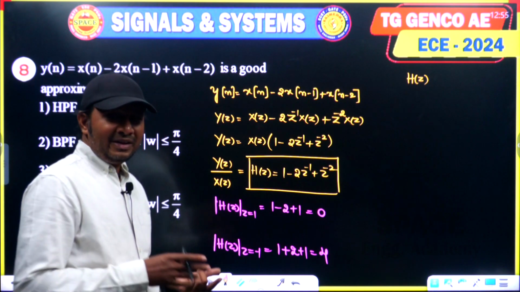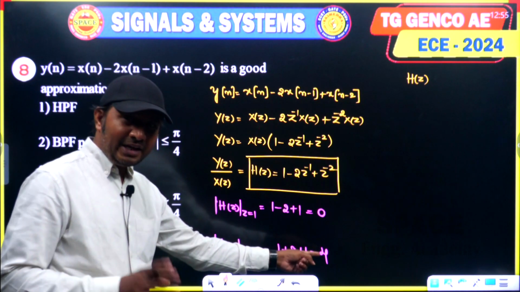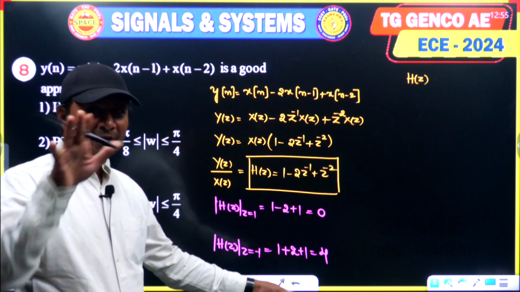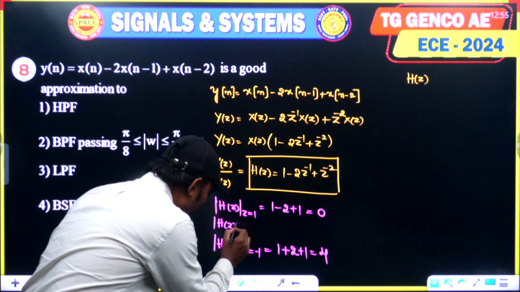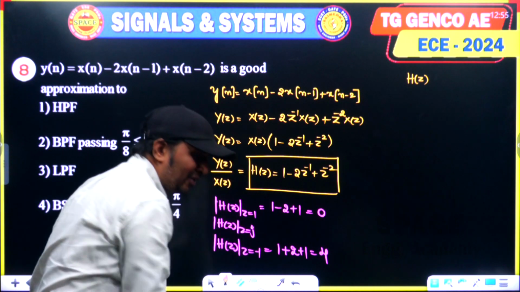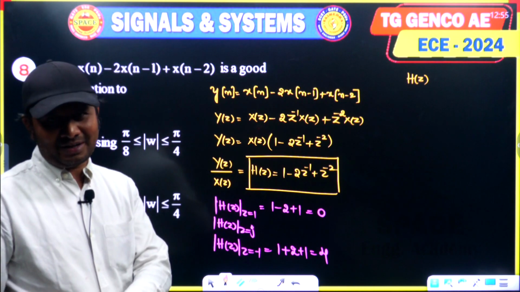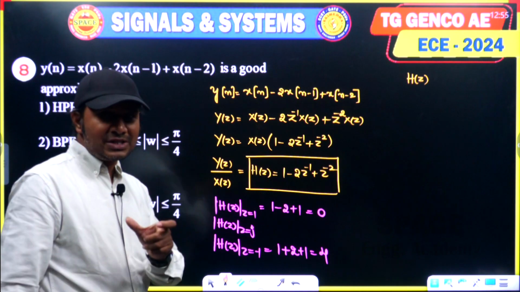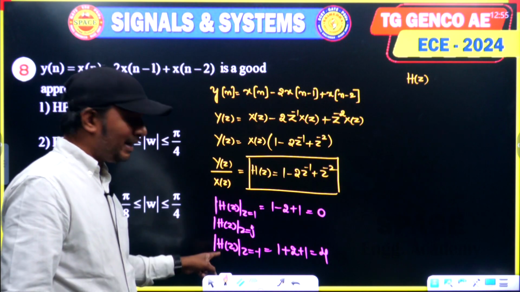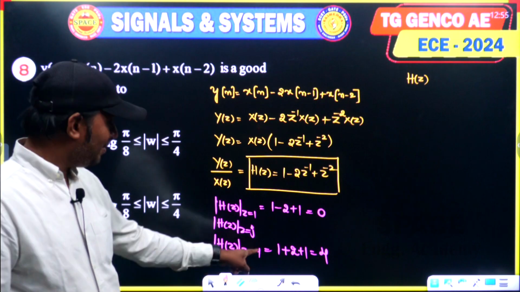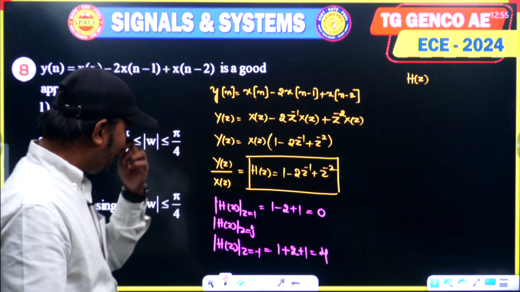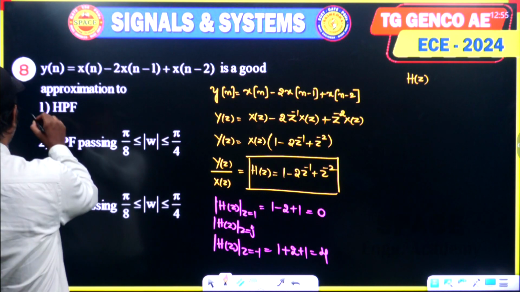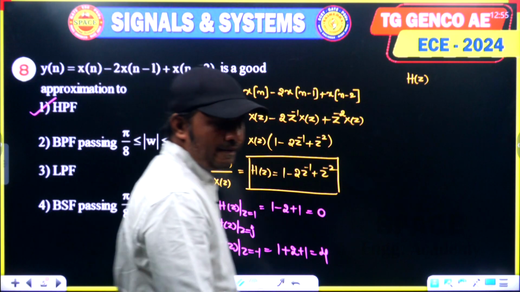And see, if high frequency gain also resulted in 0, I would have calculated mid frequency gain, because it could be band pass filter or band stop filter. For band pass filter or band stop filter, low frequency gain and high frequency gain will be 0, but here high frequency gain is not 0, means definitely this becomes a high pass filter. So high pass filter means option 1 becomes the correct answer.